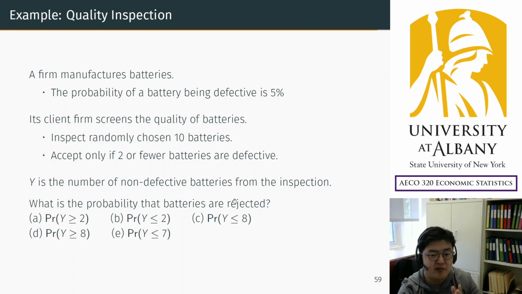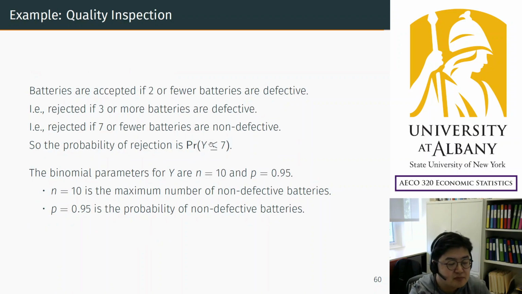So you have to think about that. 2 or fewer accepted if 8 or more batteries are non-defective. That means rejected if 7 or fewer batteries are non-defective. So the answer is E. So you have to think about what you are counting and whether you are accepted or rejected. Think about the inequality in your mind.